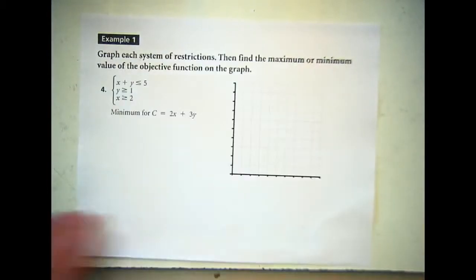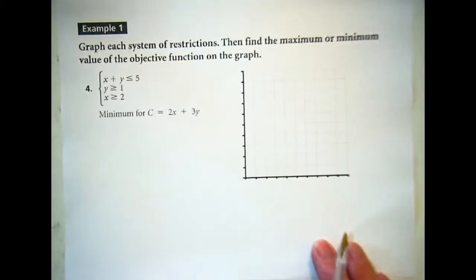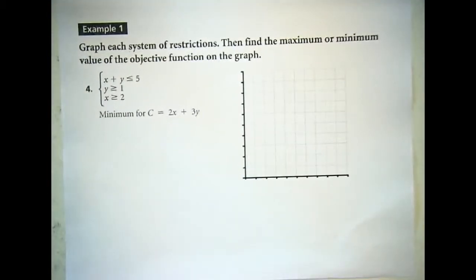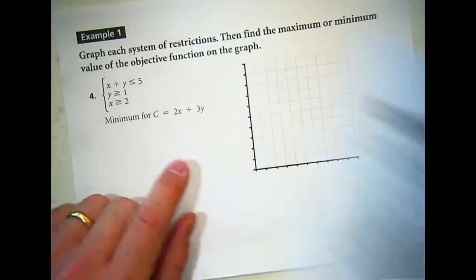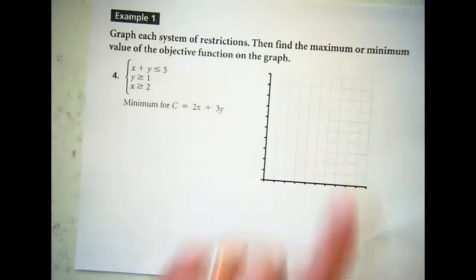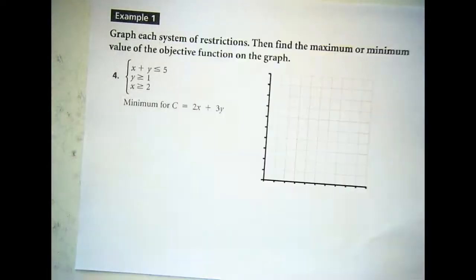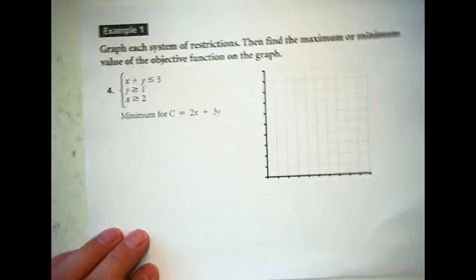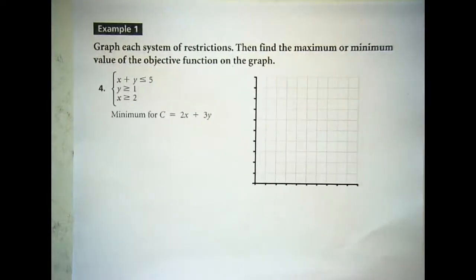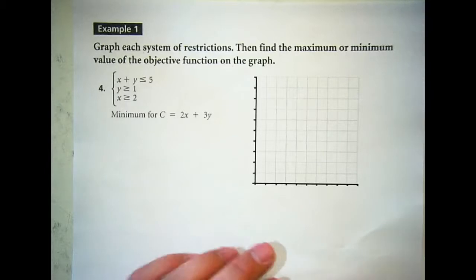Okay, number 4. Directions here. Graph each system of restrictions, then find the maximum or minimum value of the objective function on the graph. All right, well now we don't get the graph. We have to make the graph. And then we have to go through all the steps. So I'm adding a step for you. Only because I like you though. Okay? All right.